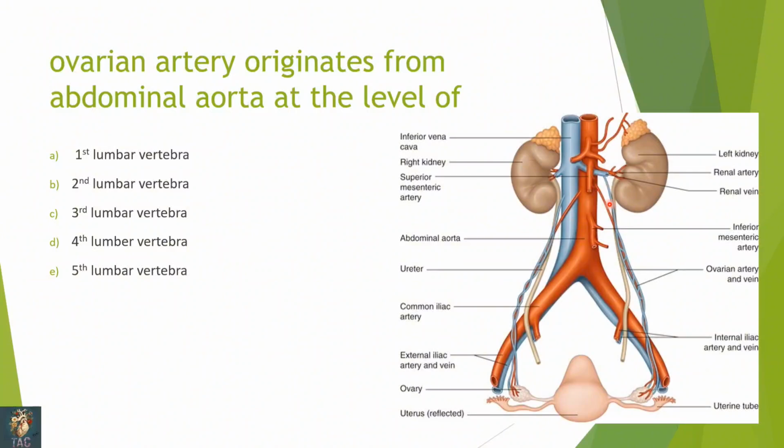So here in this diagram, you can see this is the descending aorta, and the ovarian arteries are branches from the descending aorta, which arise at the level of the second lumbar vertebra, which is the correct option.